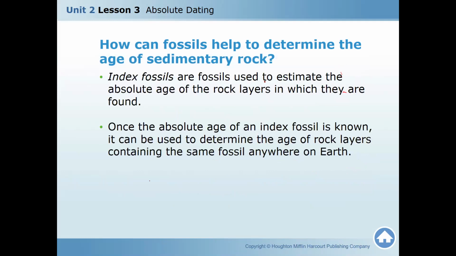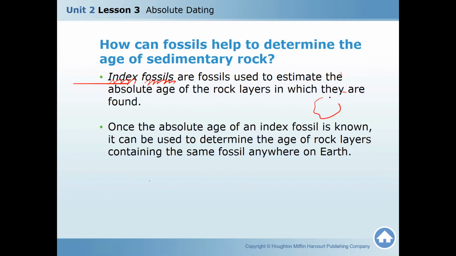How can fossils help to determine the age of the sedimentary rock? Continue. First, we take the younger rock age, we take the older rock age, the oldest one, and we take the range of that. Second, they told us here about index fossils. These are fossils used to estimate the absolute age of the rock layers in which they are found.